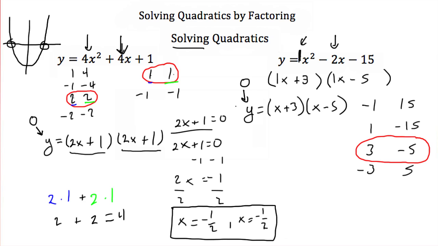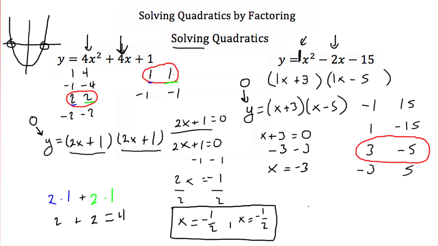0. And remember, if any one of these equals 0, then it doesn't matter what the other parentheses term equals, because it's just multiplied by 0. So that'll get you 0. So we set each one of these equal to 0 individually. So we'll have x plus 3 is equal to 0. And if we subtract 3 from both sides, we get x is equal to negative 3.